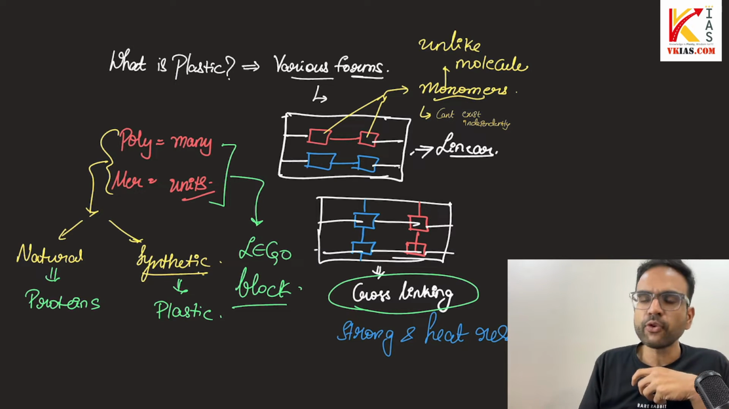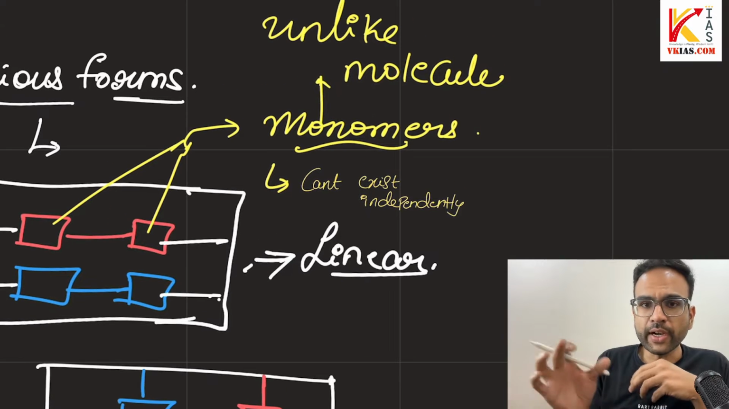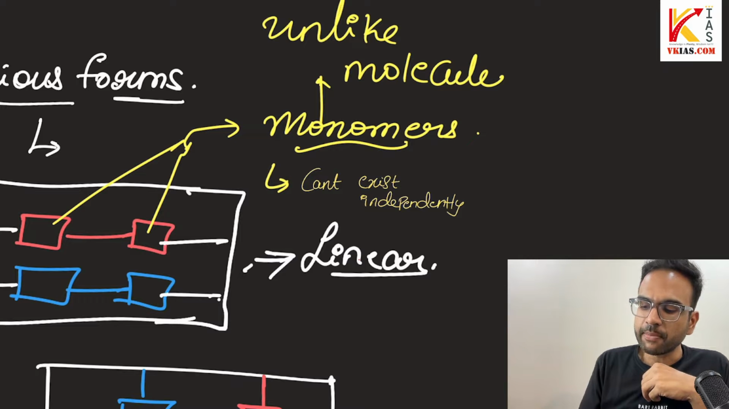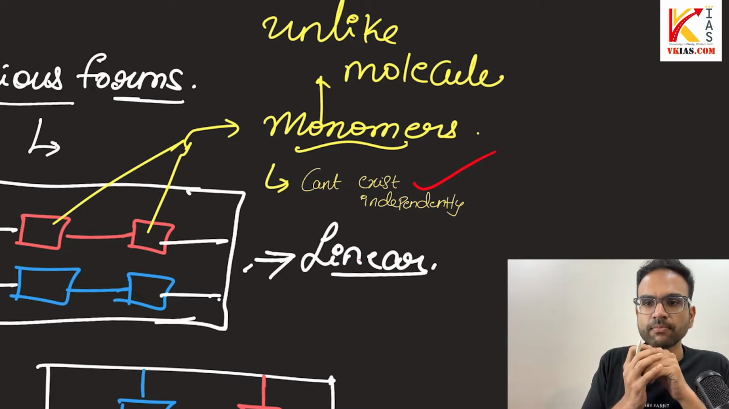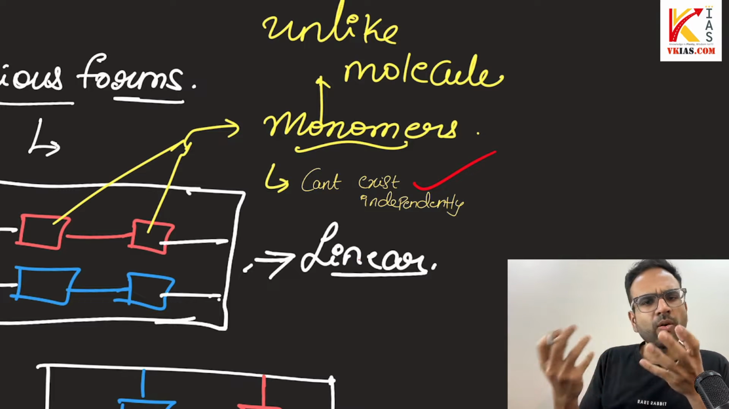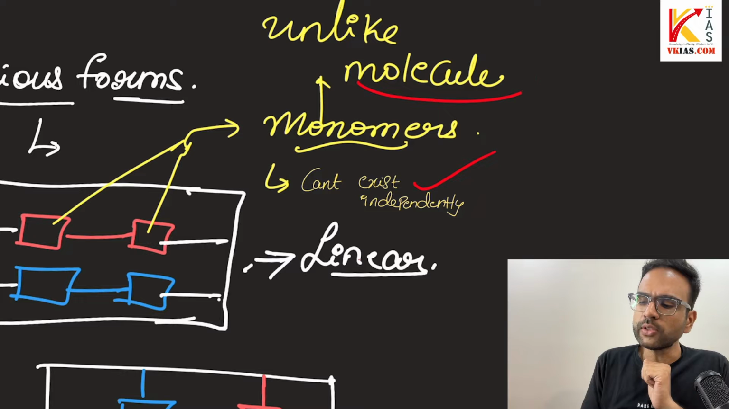You might be wondering, if you are a chemistry student, how exactly is the unit, which is also called the monomer, different from a molecule? The difference here is monomers can't exist independently. They have to react. That reaction is what makes them chemically viable, and they combine together and become plastics, in the case of plastics. But molecules need not be like that.